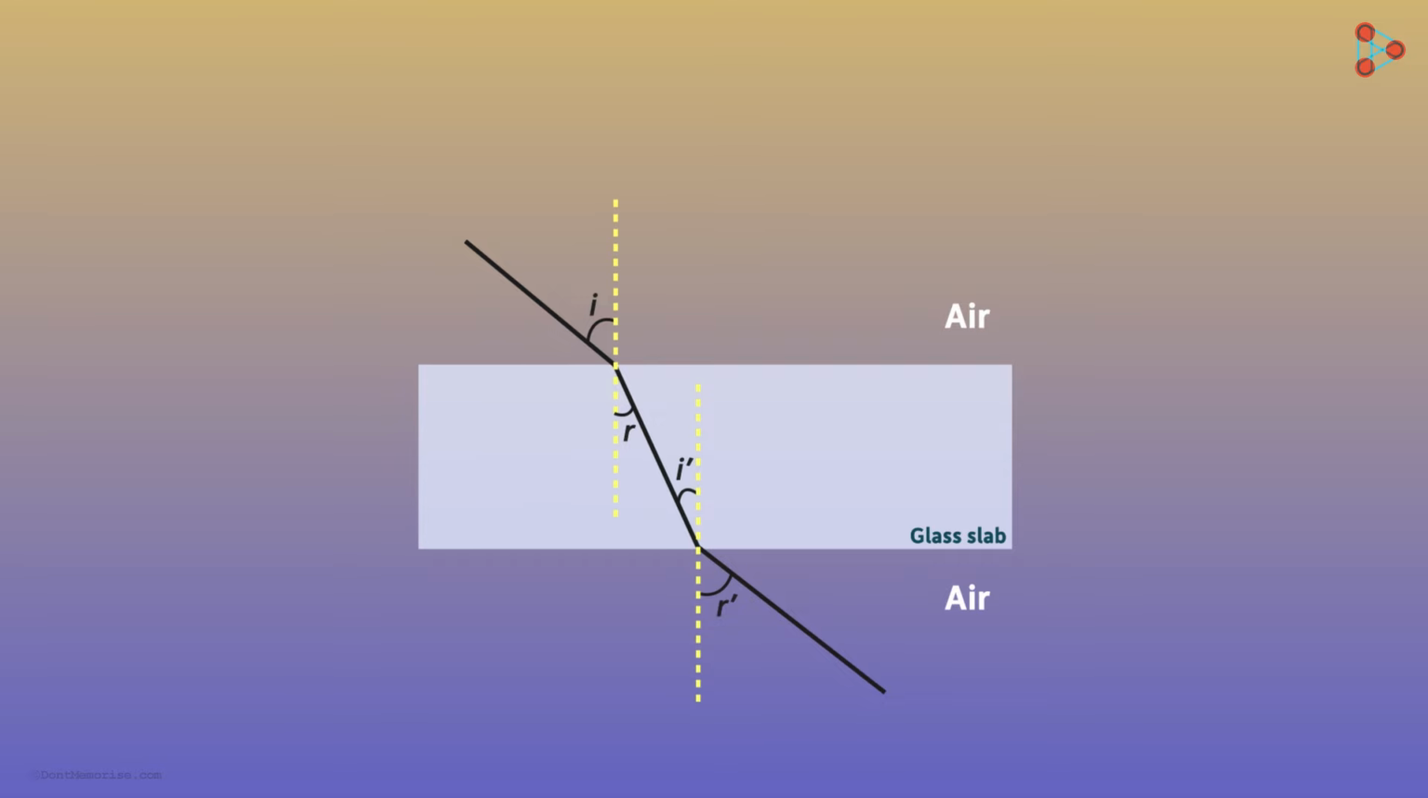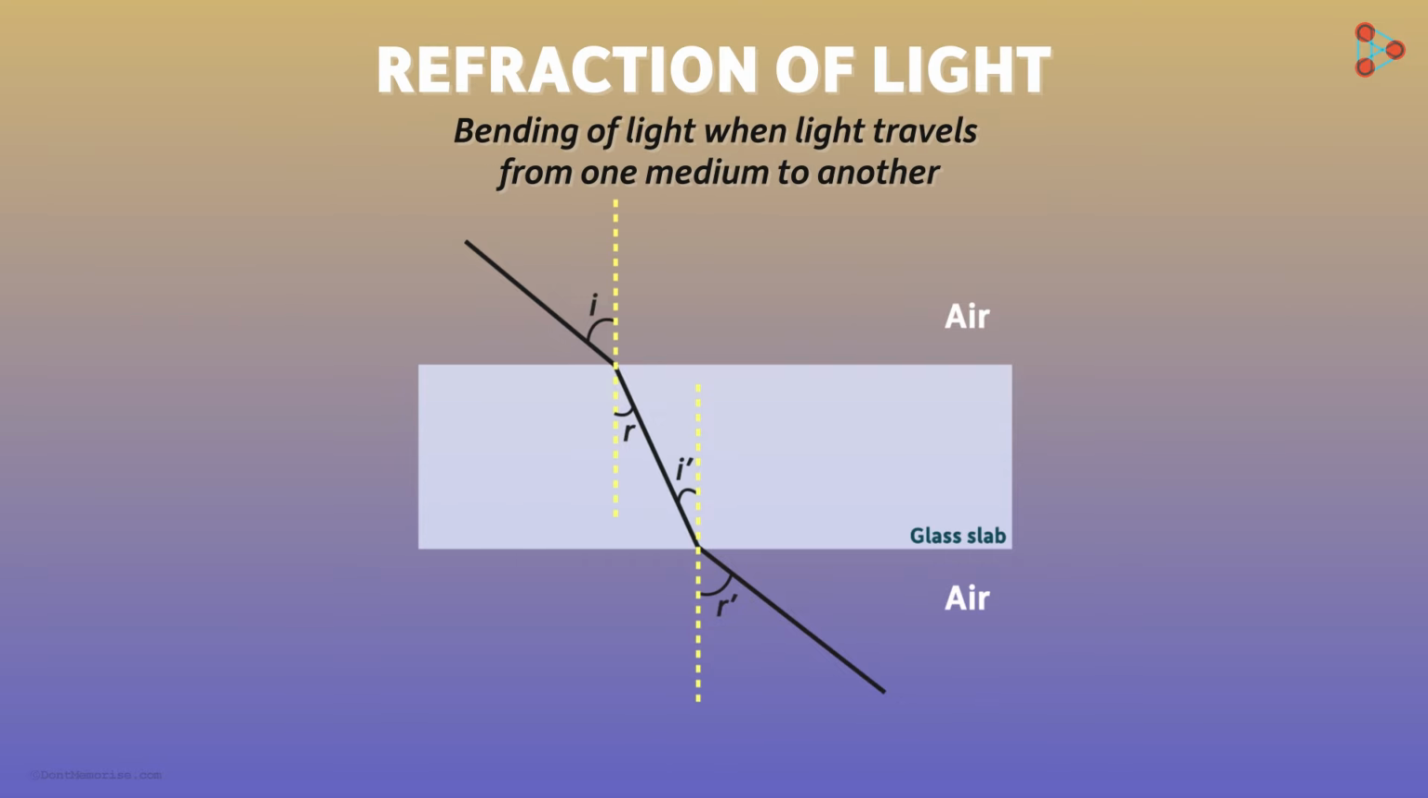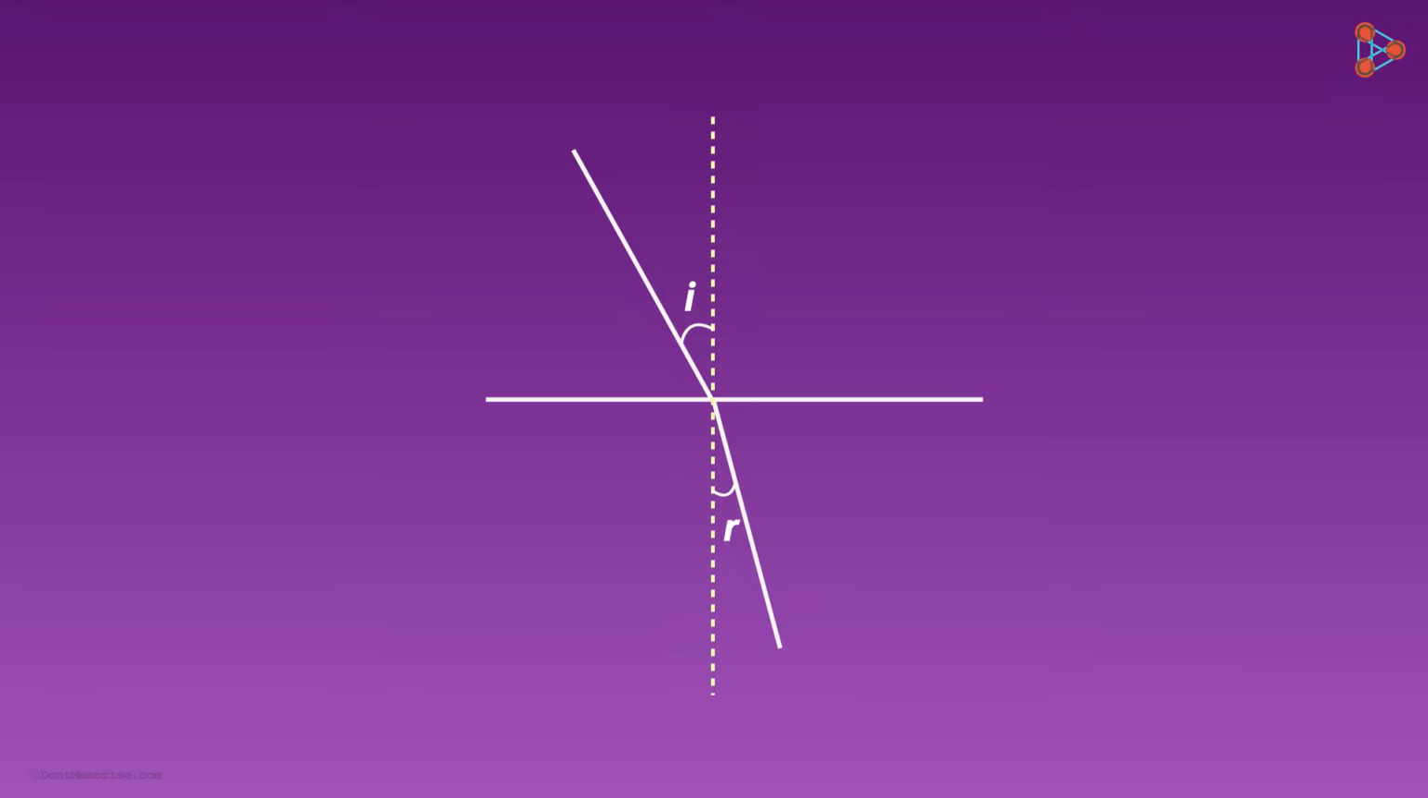In the previous part of this lesson, we saw what refraction of light is. It's simply the bending of light when it travels from one medium to another. The question I left you with was, why does light change its direction after entering another medium at an angle? Let's discuss that in detail.